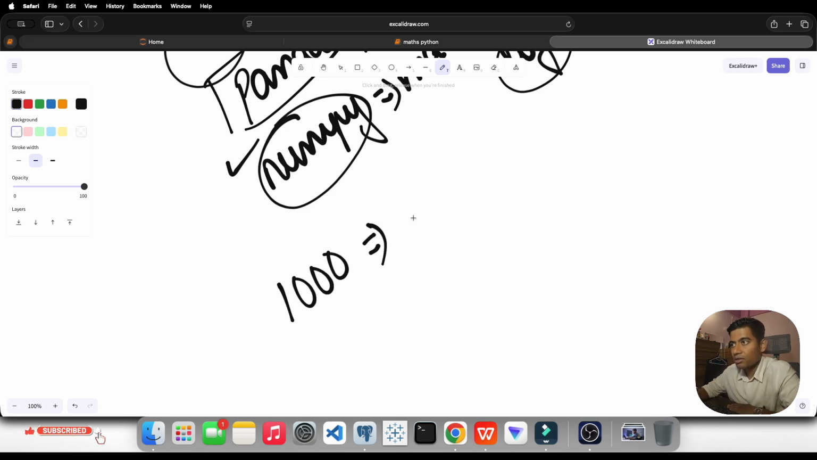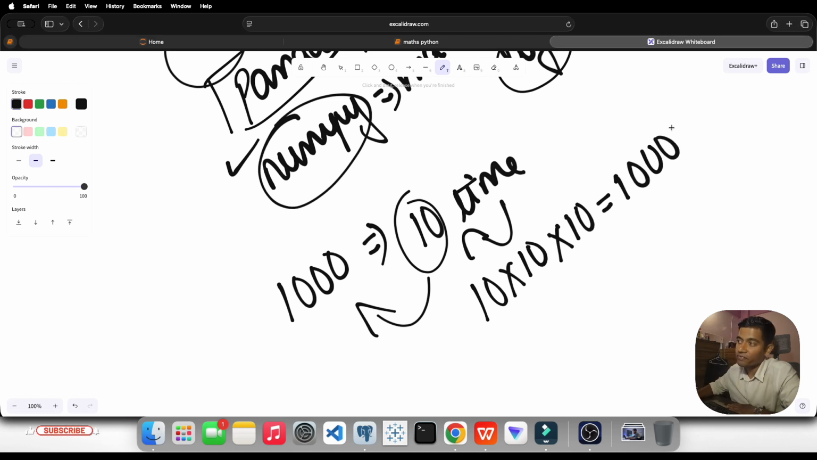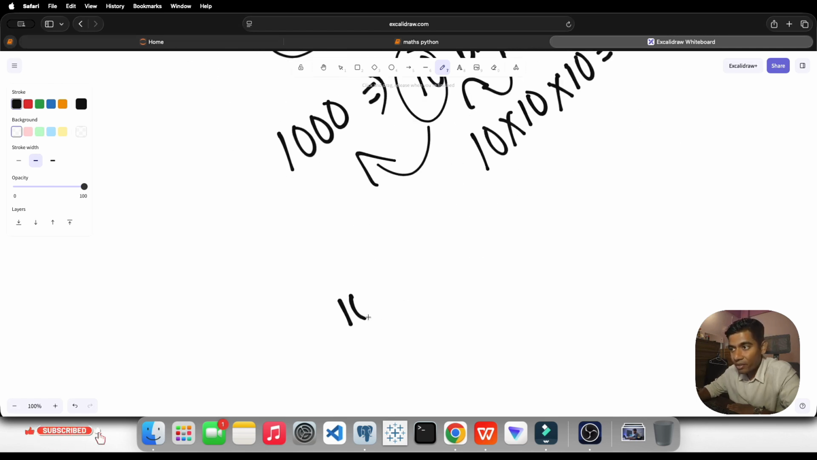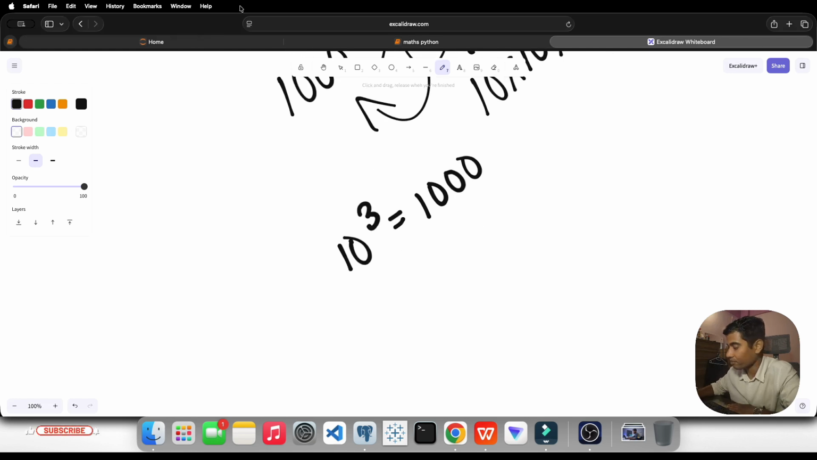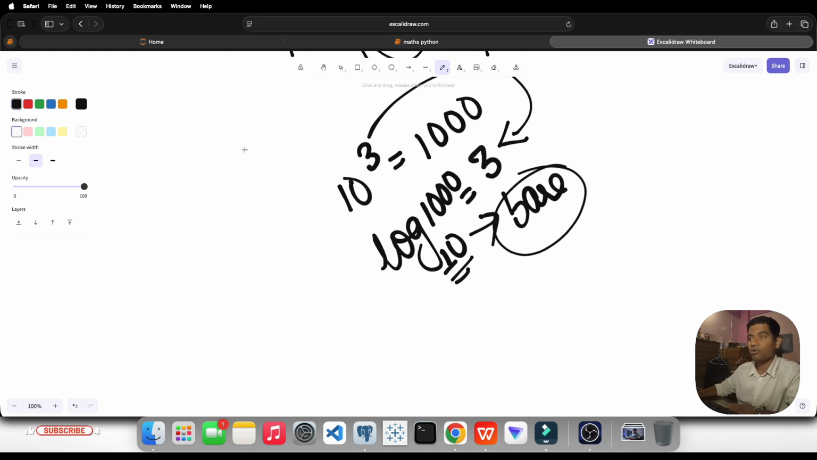this is 1000. So how many times will I multiply 10 to get 1000? It is 10 into 10 into 10. Okay? So what's the output? We get 1000. How will we write that? In exponential form, 10 cube equal to 1000. But in logarithm form, how do we write it? In logarithm, we tell about the power. So 3 will be here, 1000 will be here, like this. This is what is called base, base 10. I hope you get it.